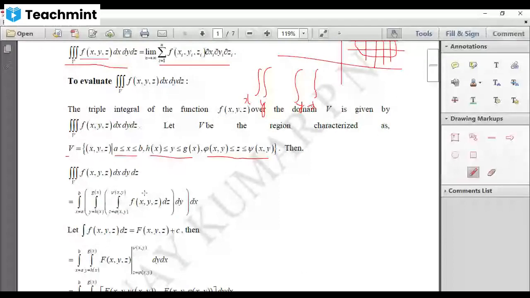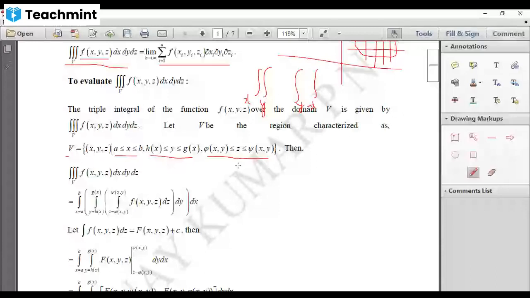That means first we have to integrate with respect to one variable. Then after integrating that, the answer which we got should be integrated with another variable. Then after that, the answer which we got should be integrated with the last variable. This is how it used to work. And remember, your z is dependent on x and y.